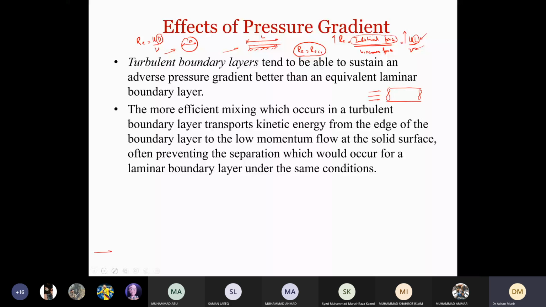So the take home for this slide is that in case of turbulent boundary layers, because the inertial forces are dominant as compared to viscous forces, therefore the flow separation is also delayed in that case. But again, turbulence is not desirable.